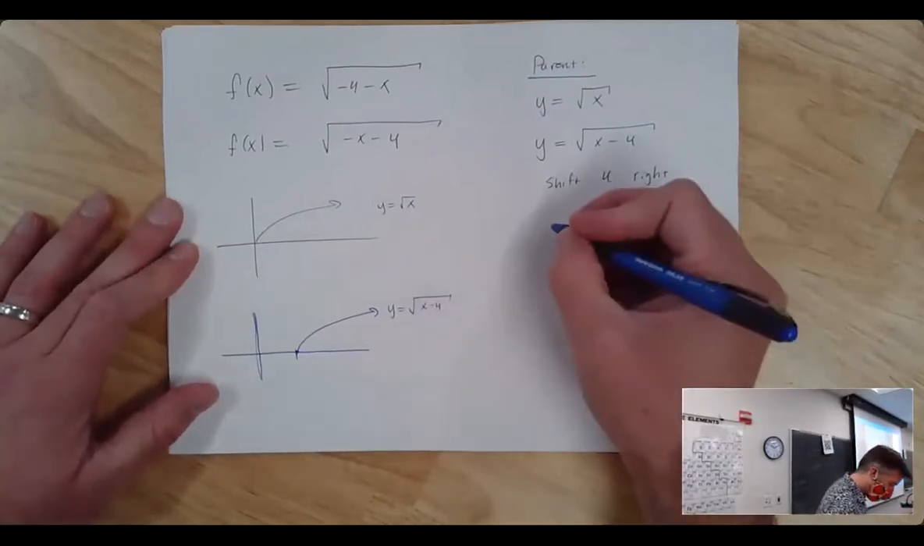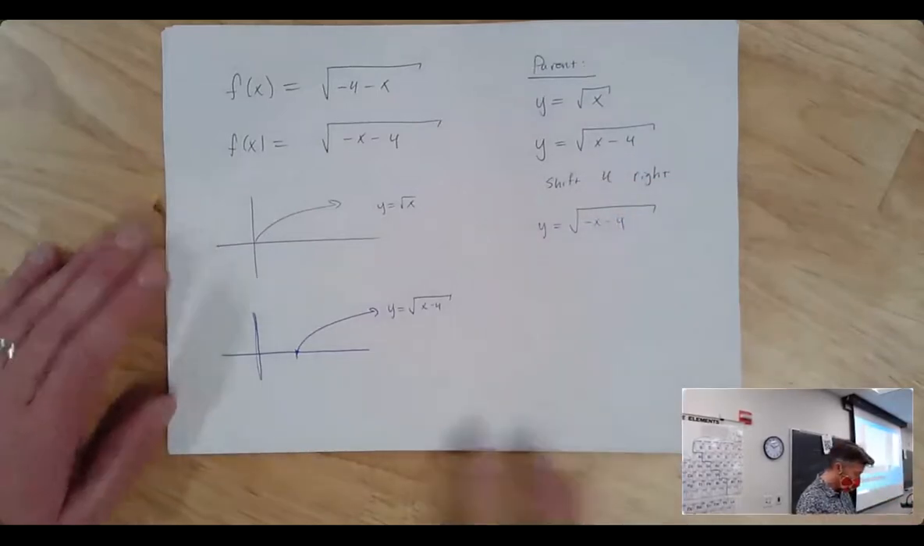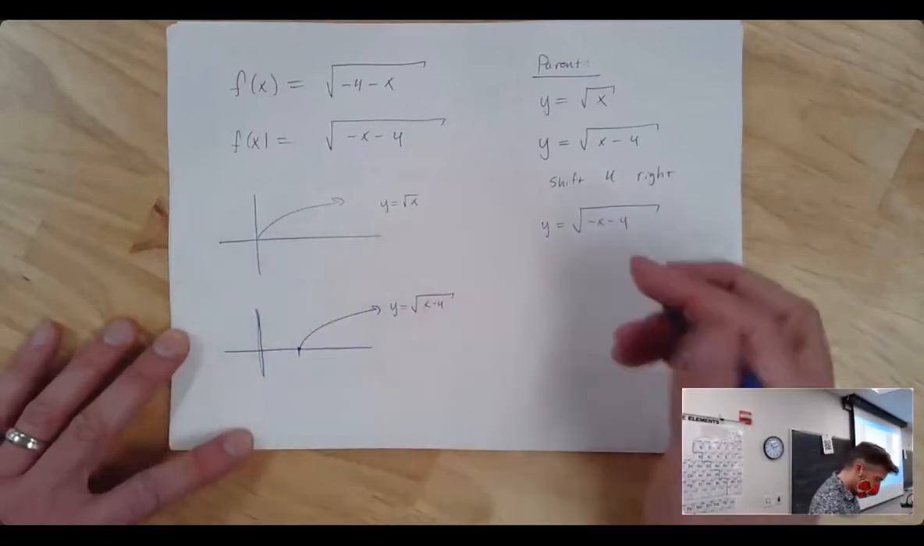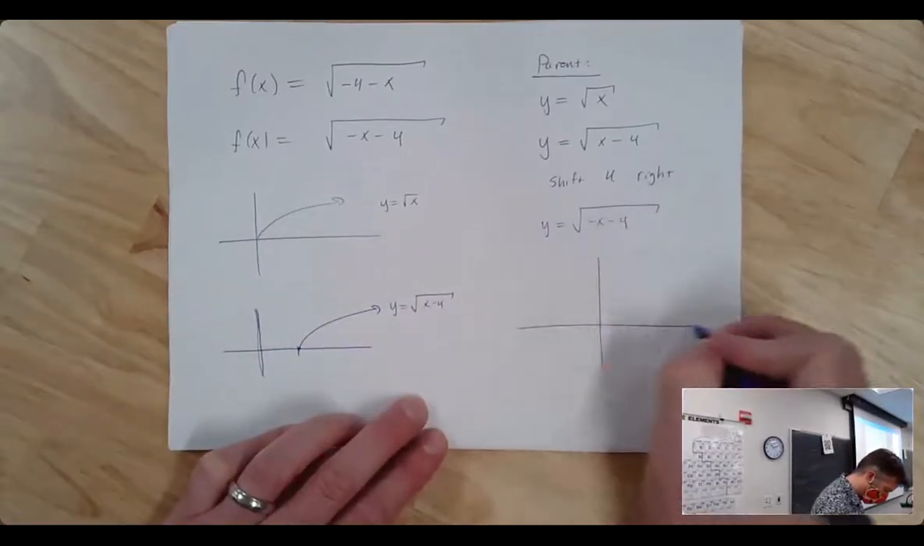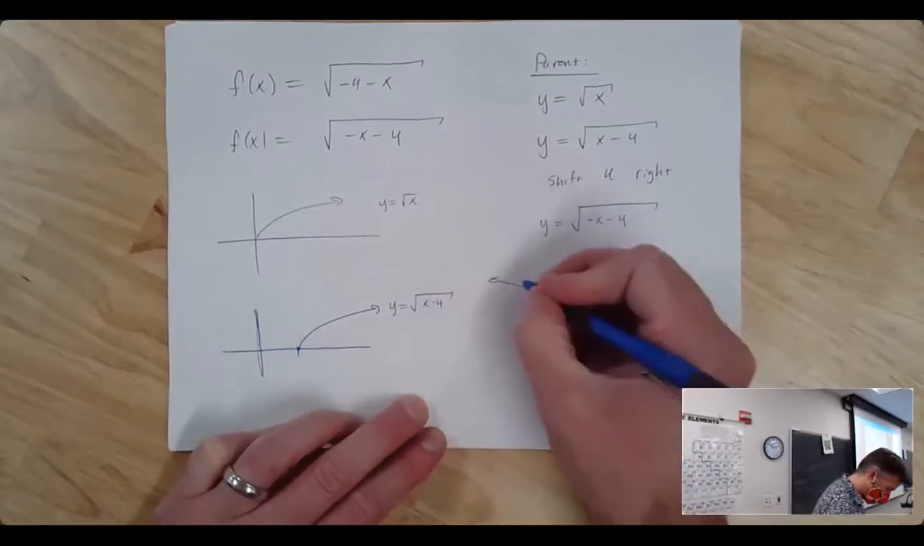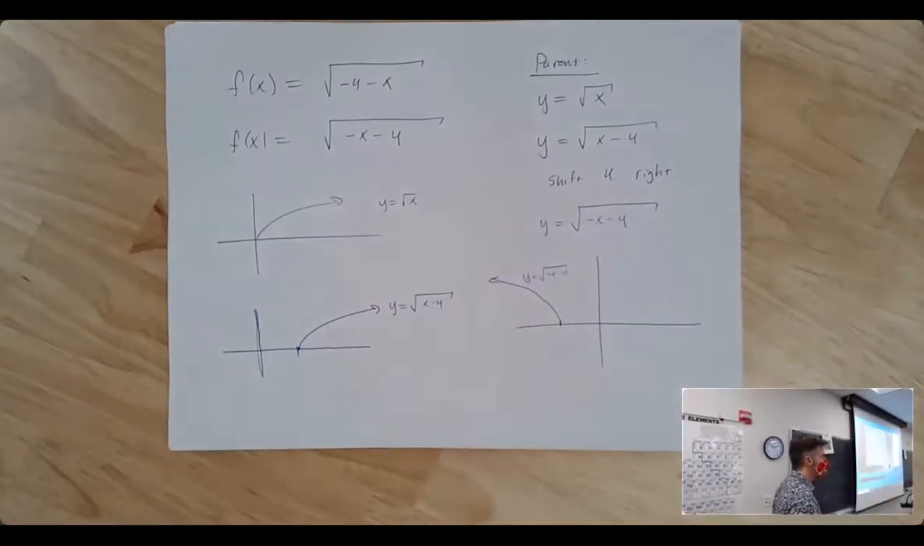Oh yeah, I was about to do y equals the square root of -x minus 4. It's going to take this graph and reflect it across the y-axis. So it's going to give us this kind of shape. But I will say, if you're faced with a horizontal shift and a horizontal reflection, the easiest way to make sure you get it right is to do the shift first and the reflection second.